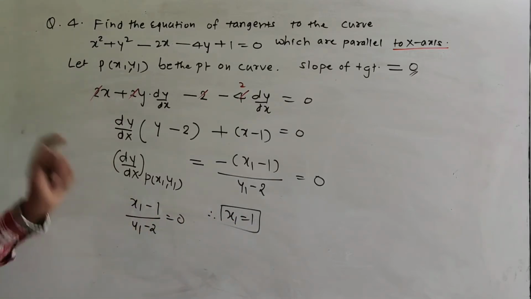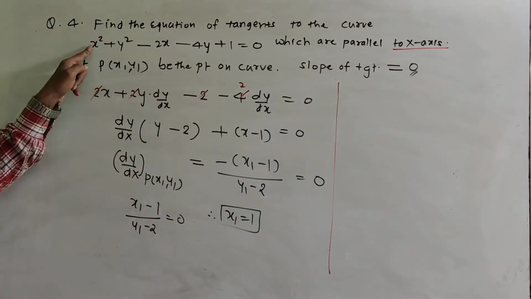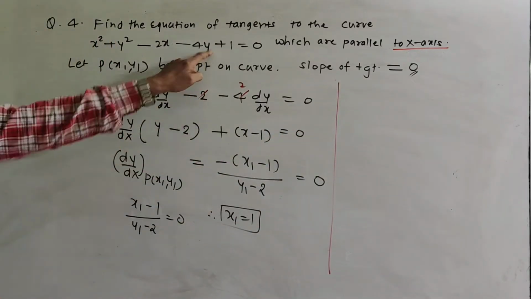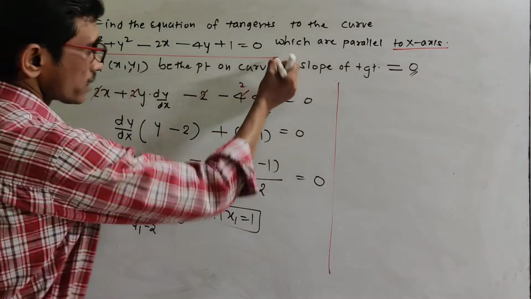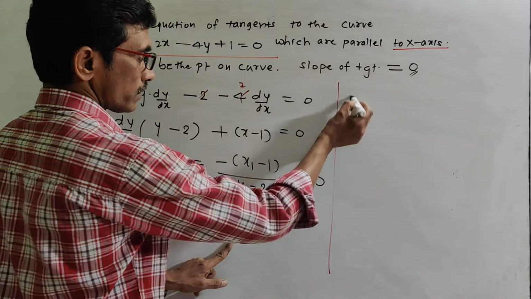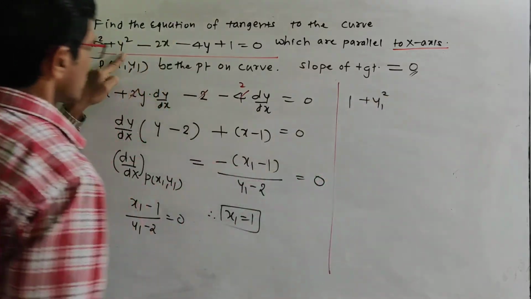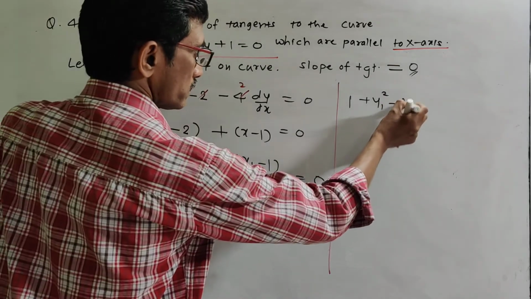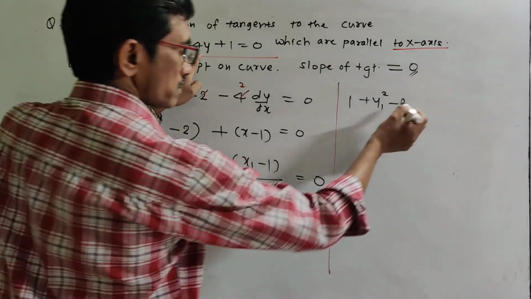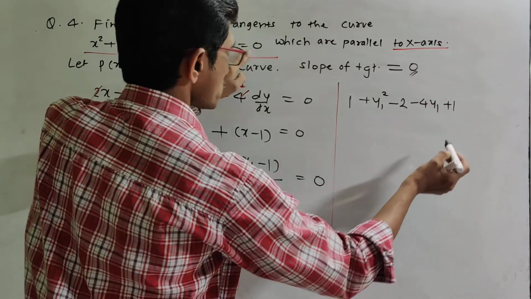अभी आपको y1 फाइंड करना है. So how do we get y1? By putting x1 is equal to 1 in this equation. ये इक्वेशन में हम x1 is equal to 1 रखेंगे. So it is 1 plus y1 square minus 2 into 1 plus minus 4 into y1 plus 1 is equal to 0.